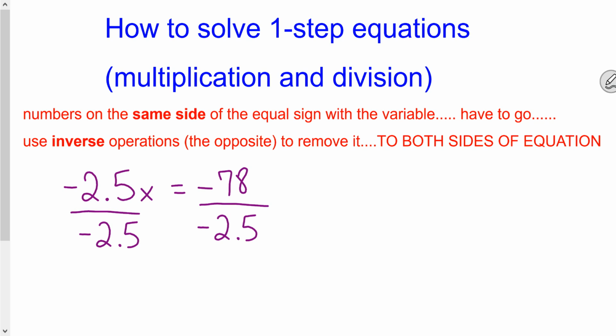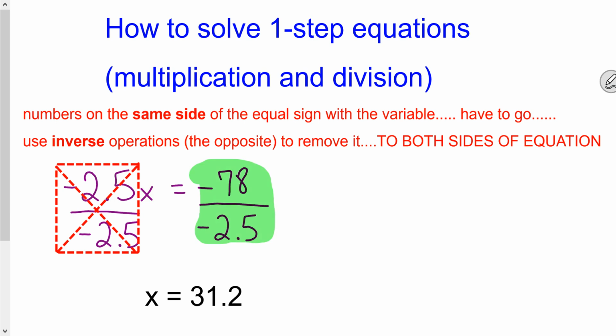We'll work our way left to right. This divides and cancels out. X drops, so does the equal sign. And negative 78 divided by negative 2.5 is 31.2.